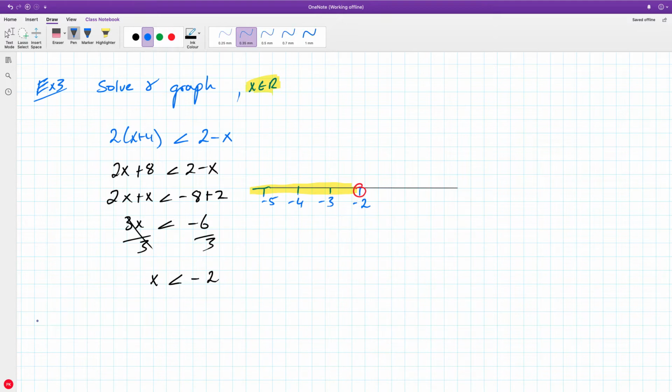Right. Have a go at this one. 9 bracket x plus 1, minus 1 greater than or equal to 2 times 5x plus 6, where x is an element of Z. Off you go.